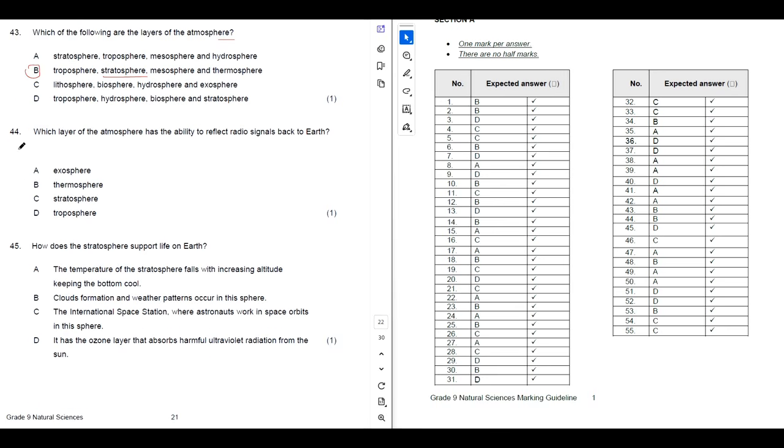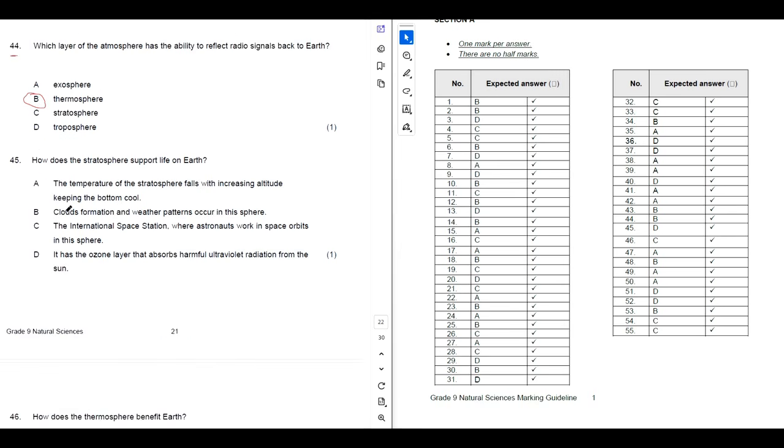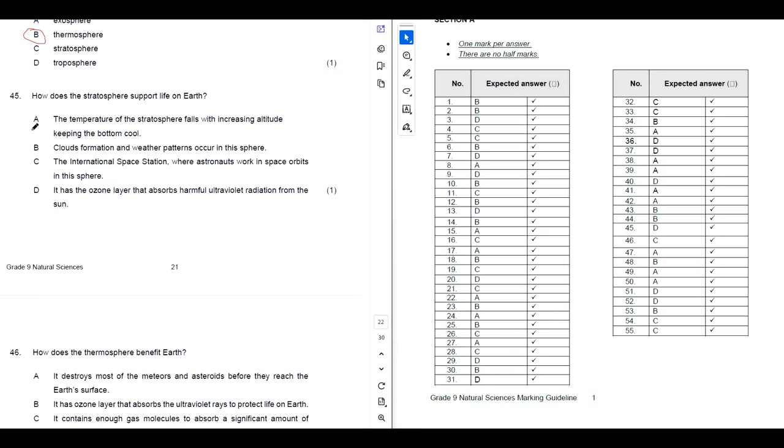And then next, we will move to question 44. So question 44 says, which layer of the atmosphere has the ability to reflect radio signals back to Earth? So we know that our answer will be B, which is thermosphere. Our answer is the thermosphere.